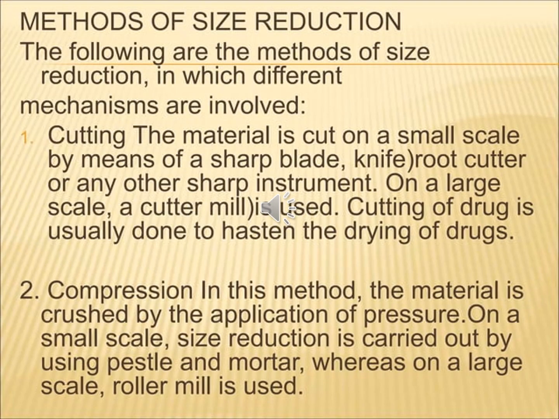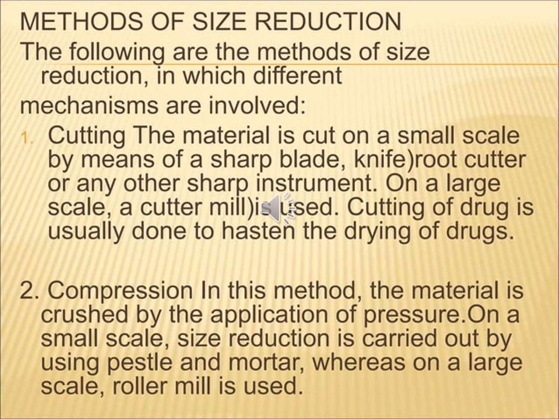Methods of size reduction. The following are the methods of size reduction in which different mechanisms are involved. First, cutting. The material is cut on a small scale by means of a sharp blade, knife, root cutter or any other sharp instrument. On a large scale, a cutter mill is used. Cutting of drug is usually done to hasten the drying of drugs.